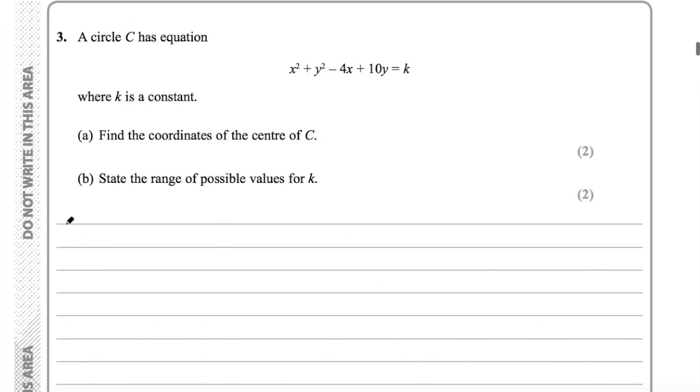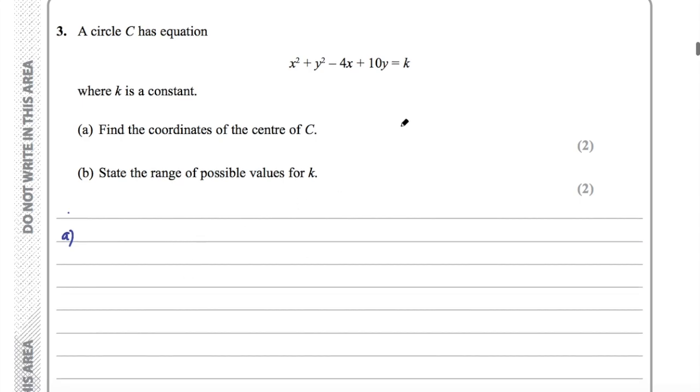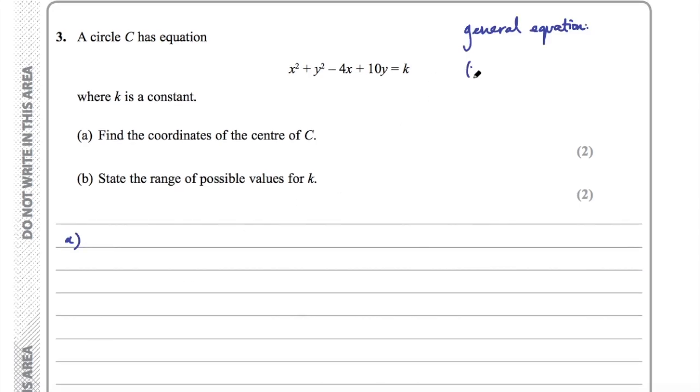Right, so for part A, we need to be familiar with the general equation for a circle. So the general equation for a circle looks like this, where you've got x minus h squared plus y minus k squared equals r squared. Now, the x and y, they're just your regular variables in the equation. h and k are the center of the circle, so the coordinates of the center are h and k in this equation, and r is the radius.